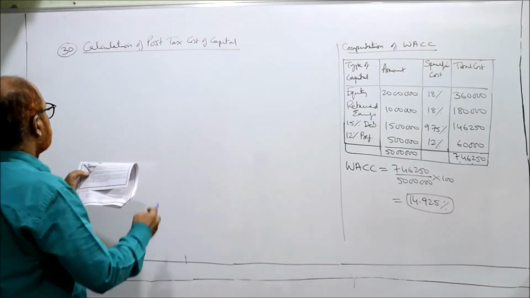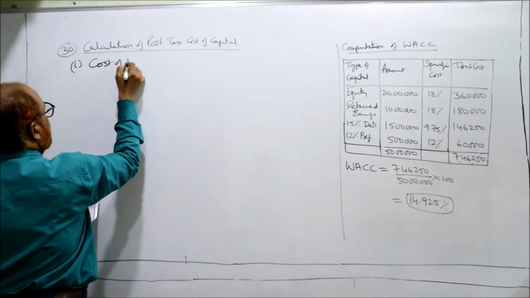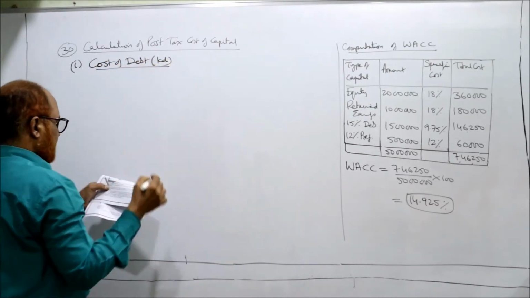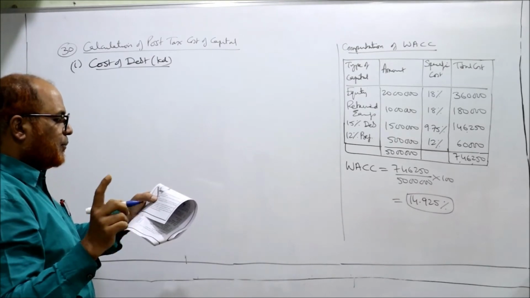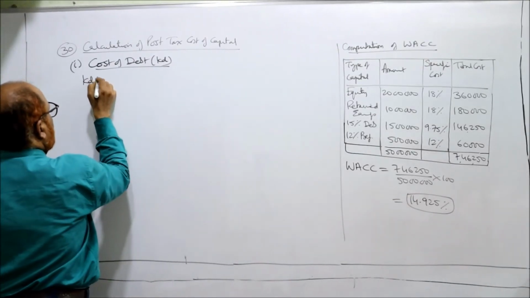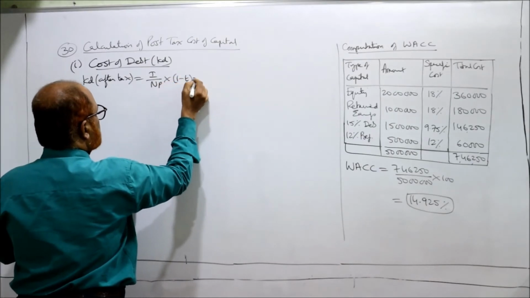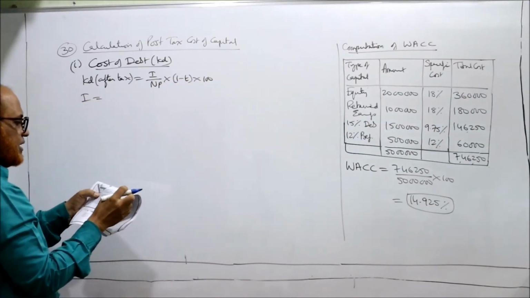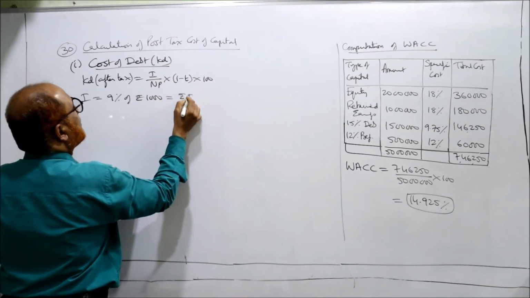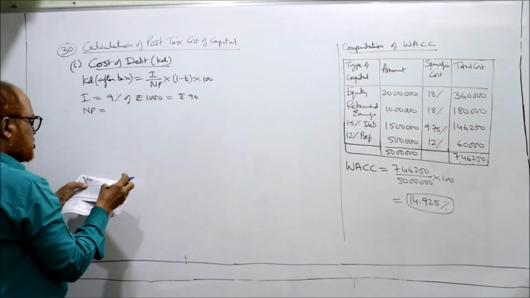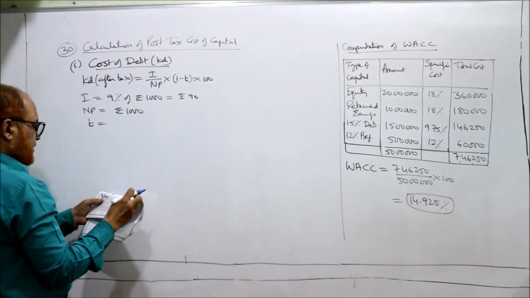Now, first one. The face value of the perpetual bond is 1000. If it carries a coupon of 9%, find the post-tax cost of debt. So KD after tax is equal to I by NP into 1 minus T into 100. This is the formula. I is equal to interest, the coupon rate of interest, 9% of rupees 1000, 90 rupees. NP, net proceeds on issue, is 1000. There is no flotation cost. T, tax rate, is 33%.